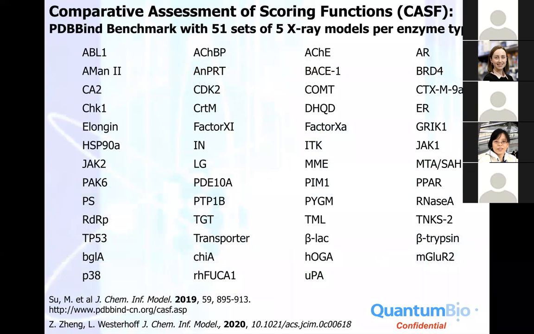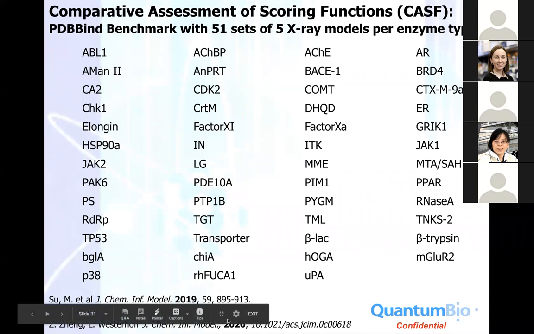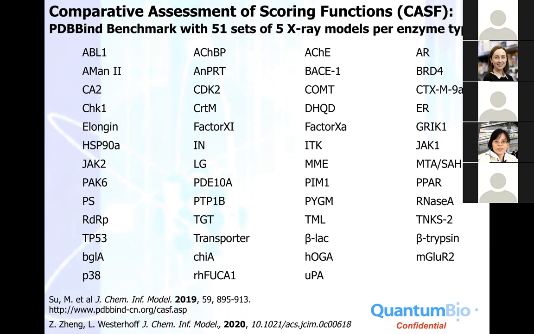So for the first set, we went down through this comparative set that was, again, out of the PDBbind benchmark. This was 51 sets, 5 X-ray models per enzyme type. The reason we wanted to do this benchmark first is that it allows us to compare a single X-ray pose to a set of ensemble docked poses and bring those two together. And so again, this was 51 of them. It also gave us a good idea from a general perspective how well the method is going to do with many different targets and many different ligand cases.